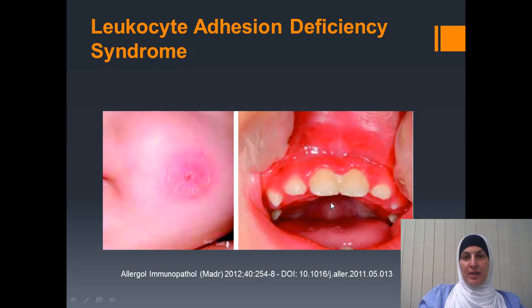So this is an example of a leukocyte adhesion deficiency syndrome, which results from a missing receptor on the surface of the neutrophil, which does not allow the proper chemotaxis event to take place, so no adequate number of neutrophils can aggregate and accumulate at the site of the infection.